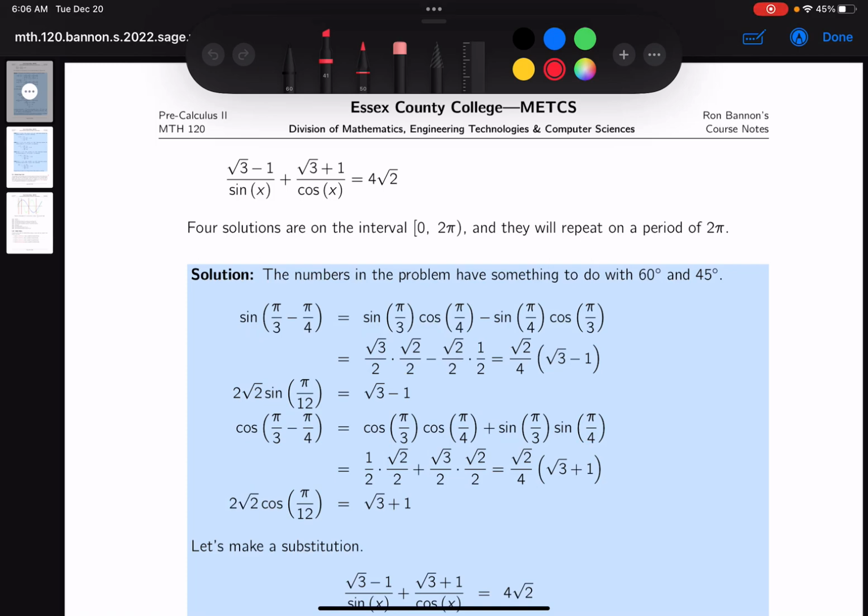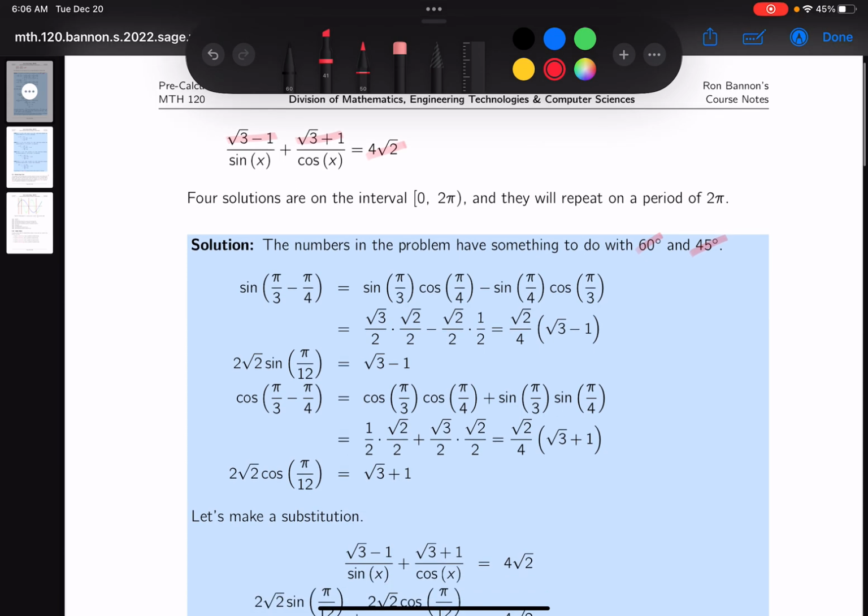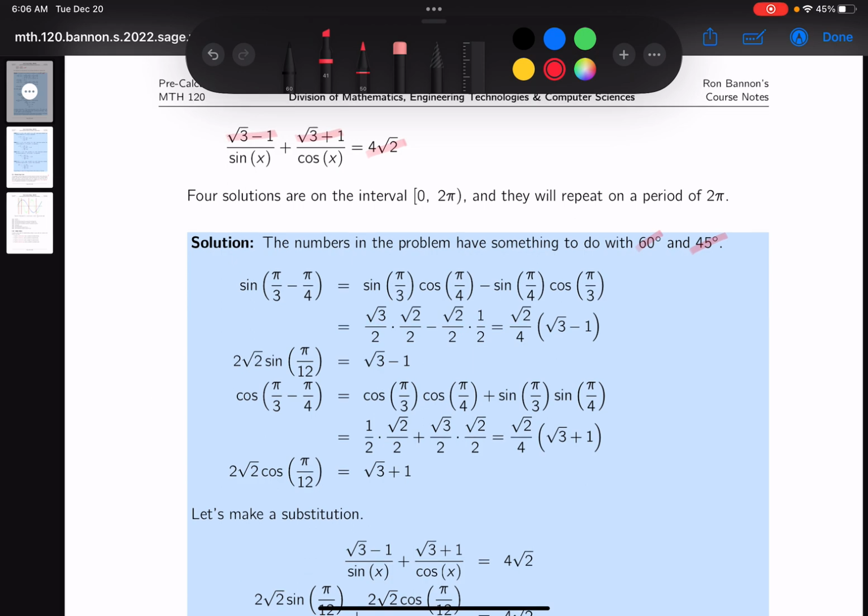Okay, it's an optional question. I just want to point out, I believe it's a difficult question, but looking at the numbers in the problem, I noticed that there are some numbers that are certainly recognizable trigonometric numbers, and they have something to do with the 60 degree and the 45 degree. All right. So what I did was I wrote a problem down that was related to that, a sum difference formula. The sum difference formula I'm using over here is the sine.